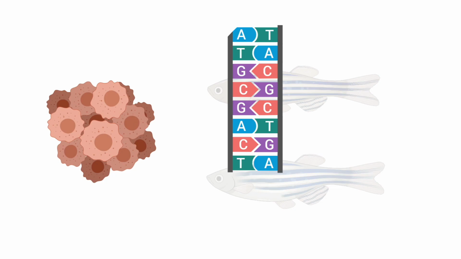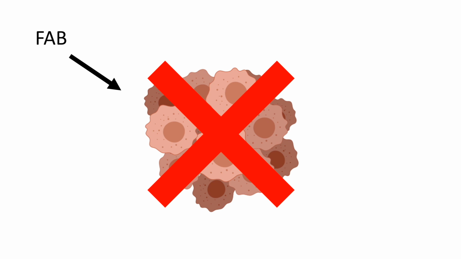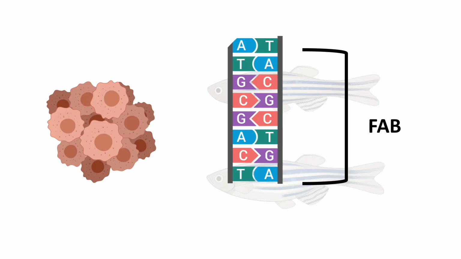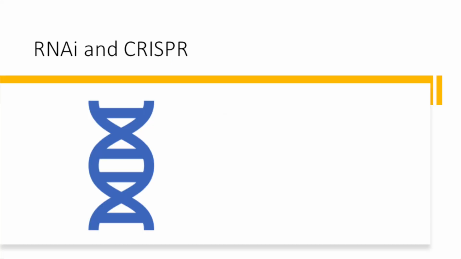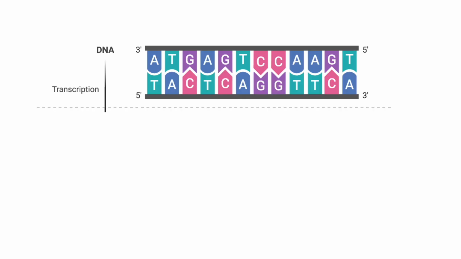Let's say there's a gene in zebrafish that causes suppression of cancer. We'll call it FAB. We would like to see whether decreased or zero expression of this gene is associated with development of particular types of tumors. To do this, we can use RNA interference, known as RNAi, or clustered regularly interspaced short palindromic repeats, known as CRISPR.